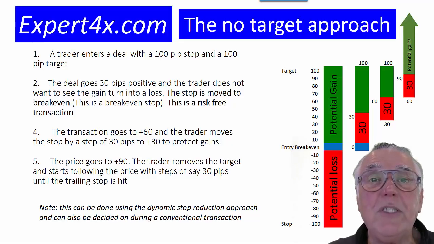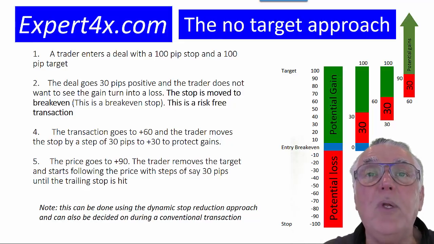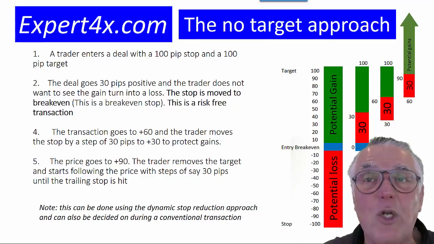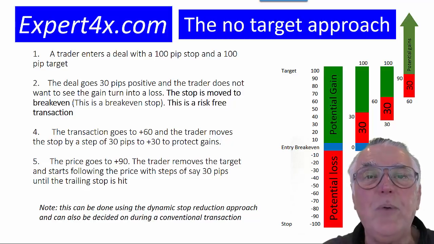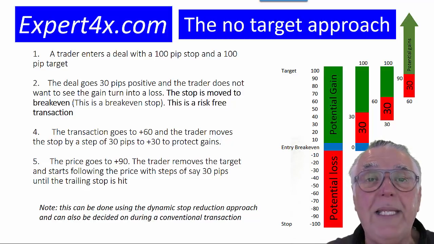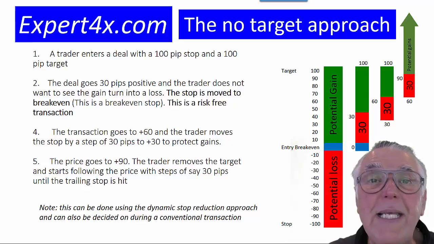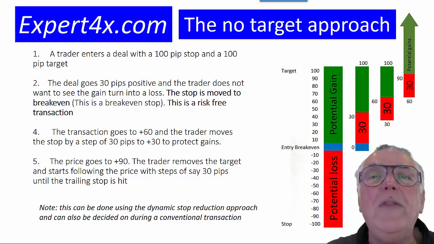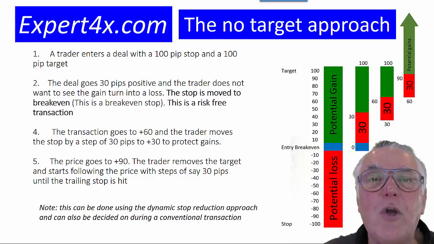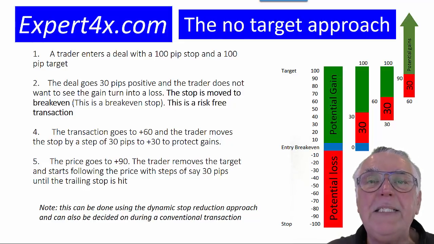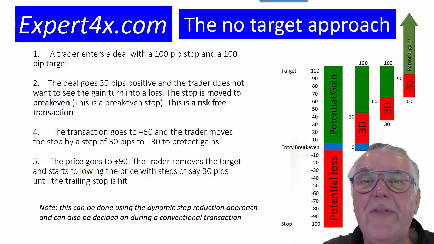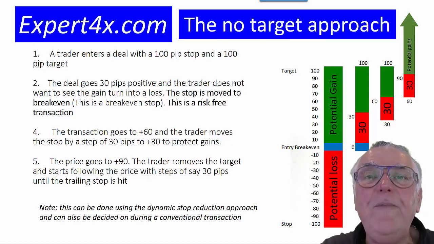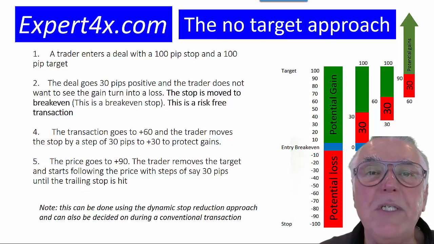Then when the transaction goes up to 60, the trailing stop will be adjusted to plus 30, locking in that profitability. And then if it goes to 90, the trailing stop will be adjusted to plus 60, locking in that profitability. But the big difference here is there is no target. So now the trailing stop will just continue to follow the price in steps of 30, pushing the price higher and higher. So the price is either going to just go higher and higher, and eventually it will come back and reach the trailing stop.